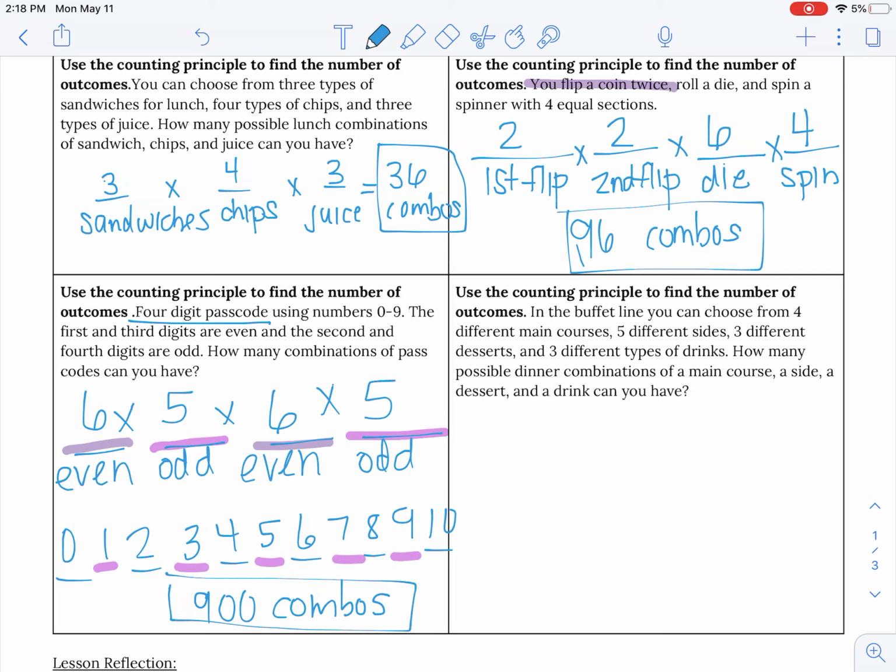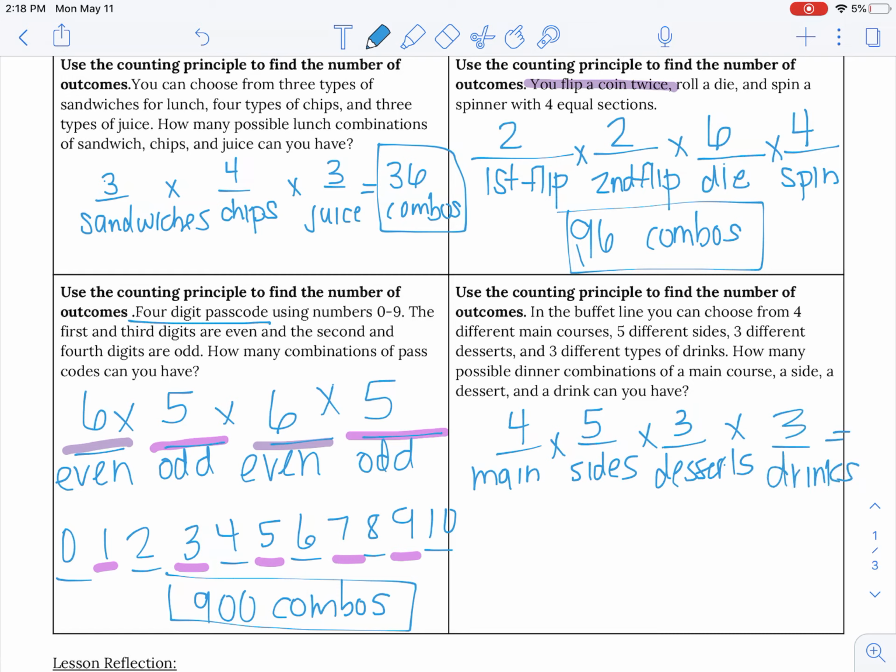All right, and the last one, we have a buffet line where you can choose from 4 different main courses. So I'm going to list 4 main. I like to kind of do this when I'm reading it. 5 different sides, 3 different desserts, sorry, desserts first, and 3 different drinks. And that is it. So when you have a main course, a side, a dessert, and a drink, you have 180 different possible combinations.